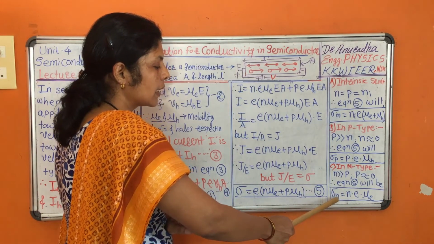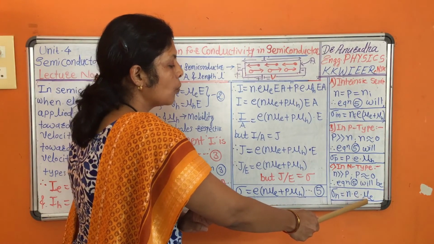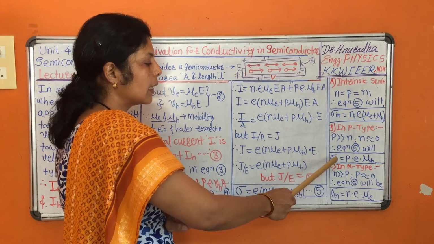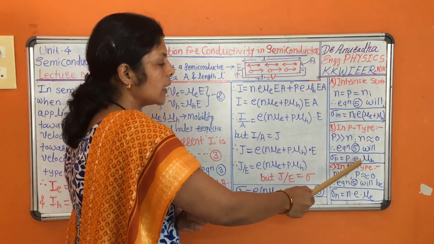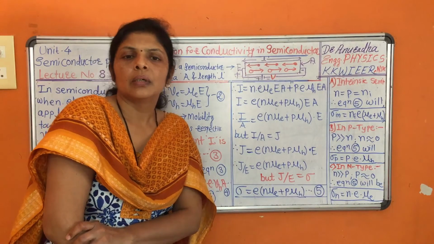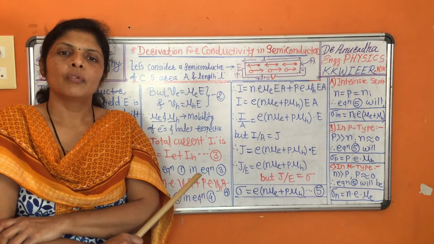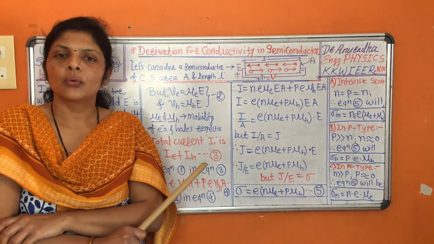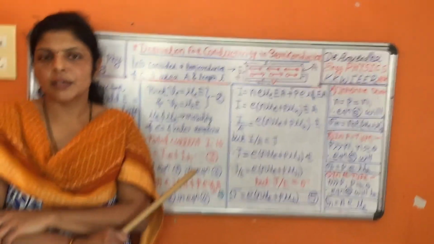Sigma, the conductivity in n-type, is electron density into charge on electron into mobility of electrons, while sigma, the conductivity for p-type material, is equal to the multiplication of hole density into charge on holes into mobility of holes. So just go through the various numericals available on this topic. We will stop here and continue the further lecture related to Hall effect to determine Hall coefficient and Hall voltage. Thank you.